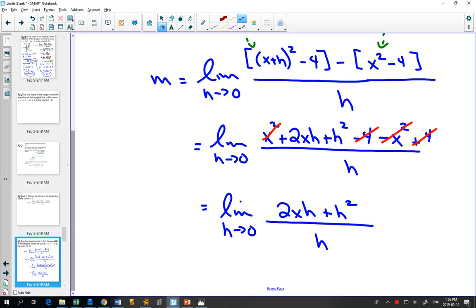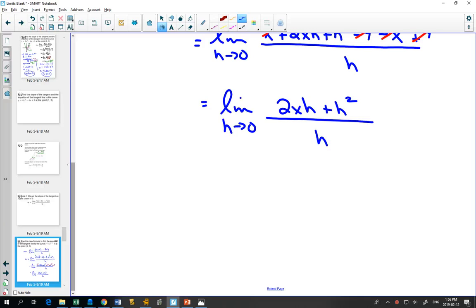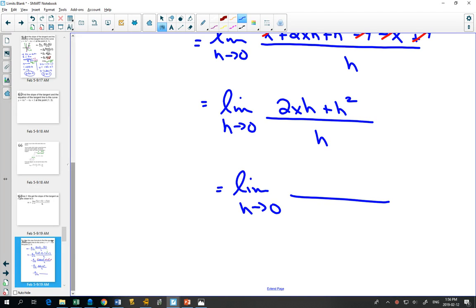Now we have a common factor in the top. We can factor out the h, leaving us with 2x plus h on the top, h on the bottom, and finally, we cancel out that h. Plug in 0 now, and the limit is 2x.